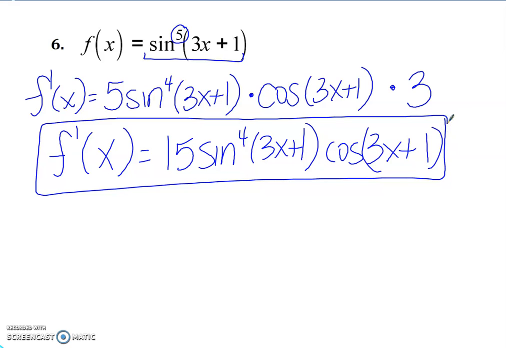Okay, those are the first 6 examples on your worksheet. So go finish the rest of these.